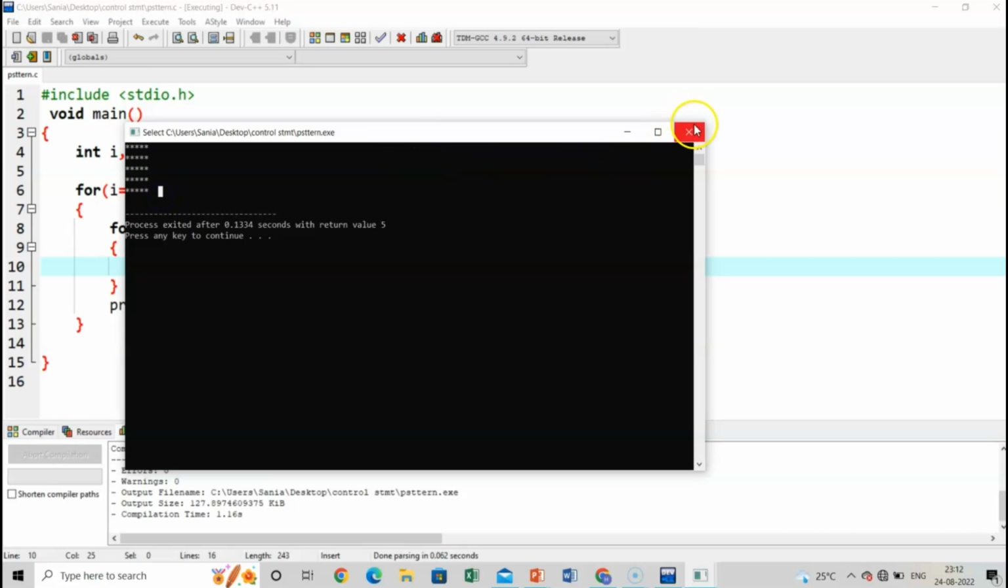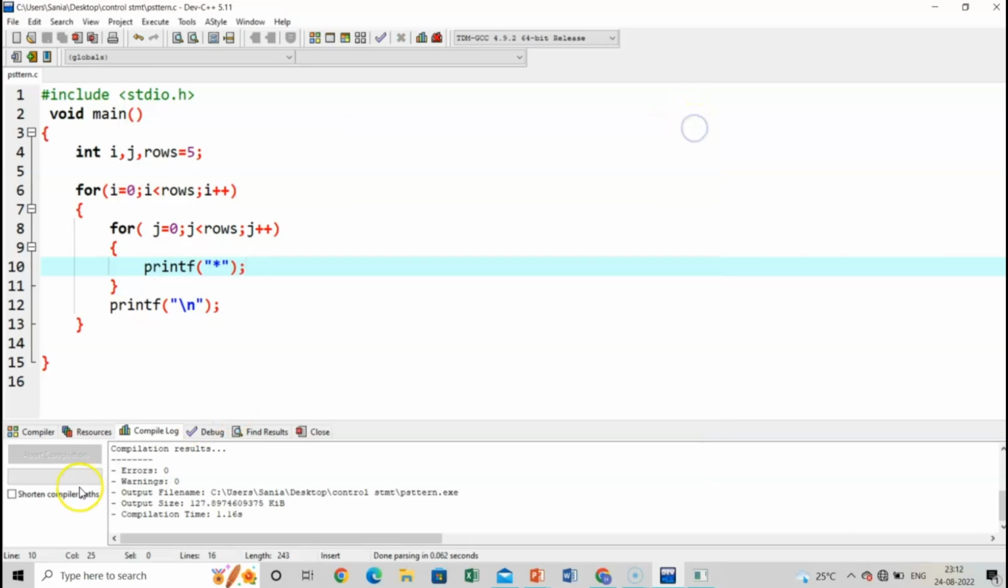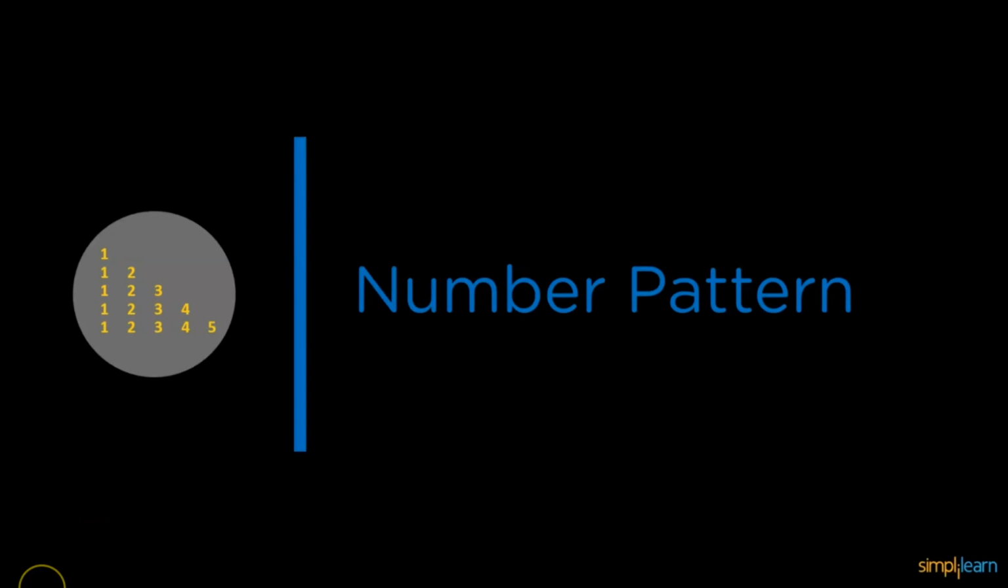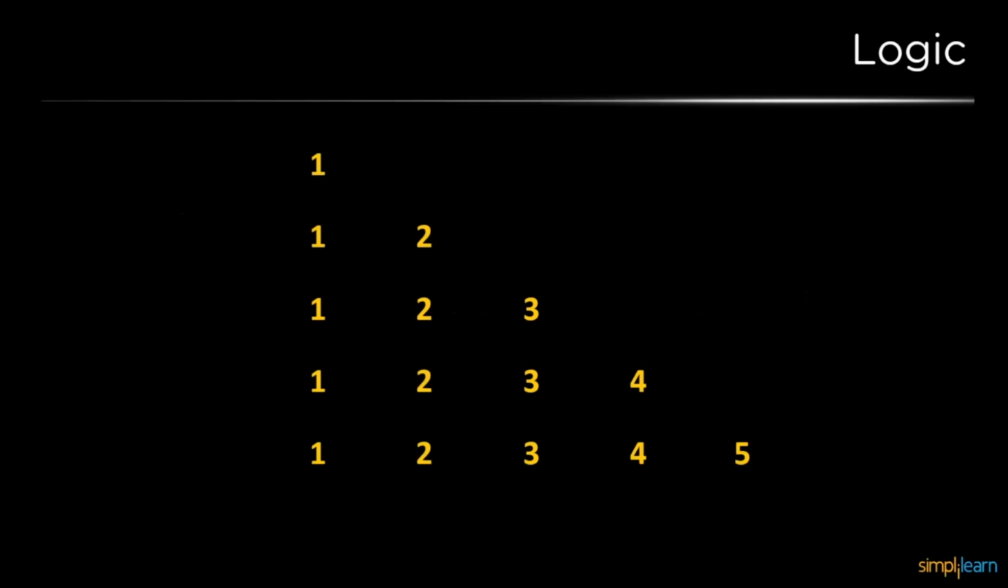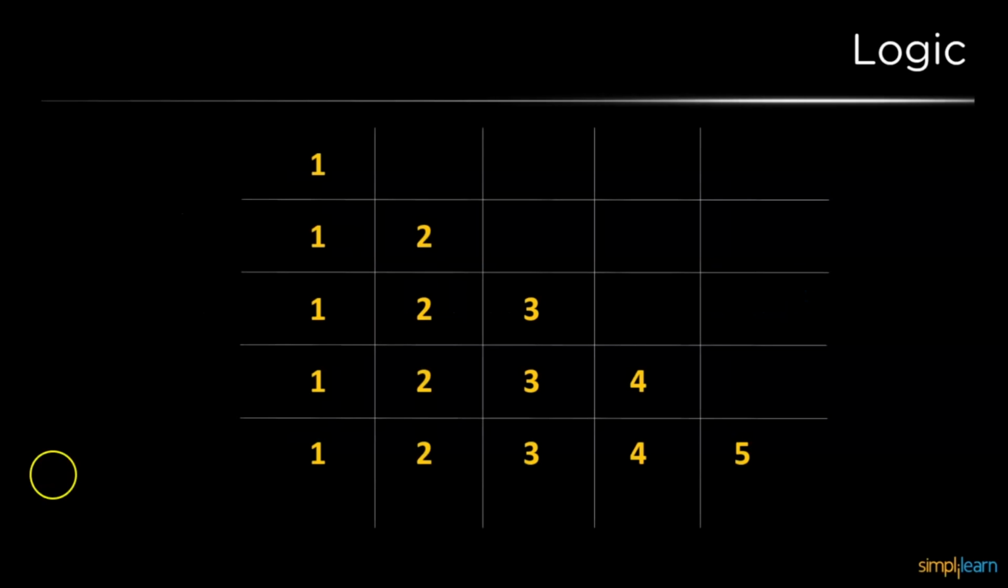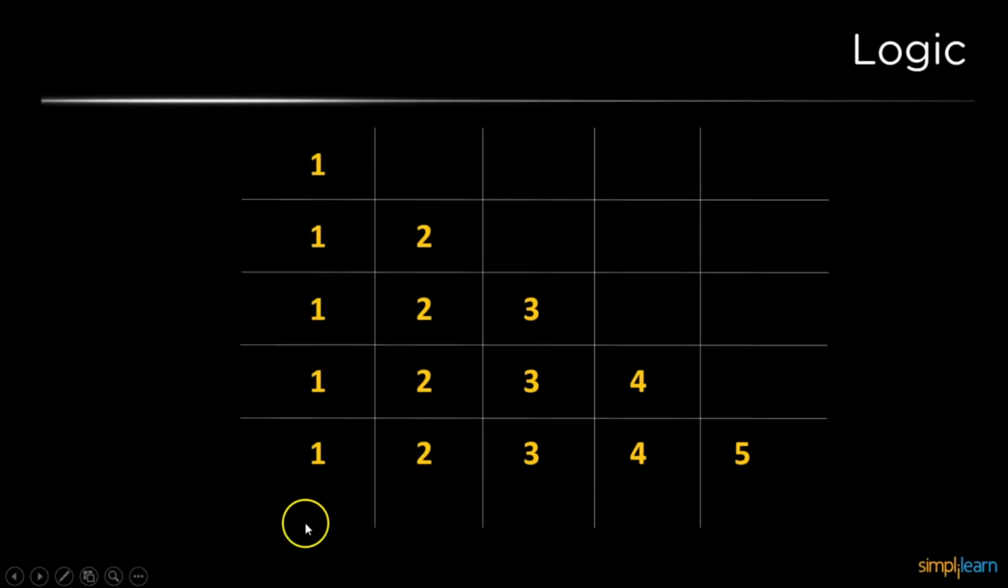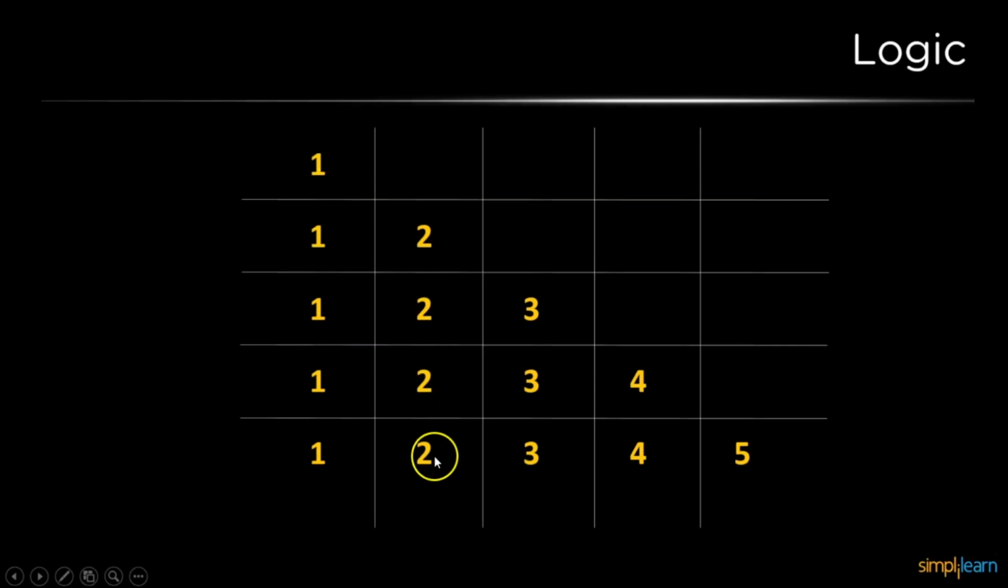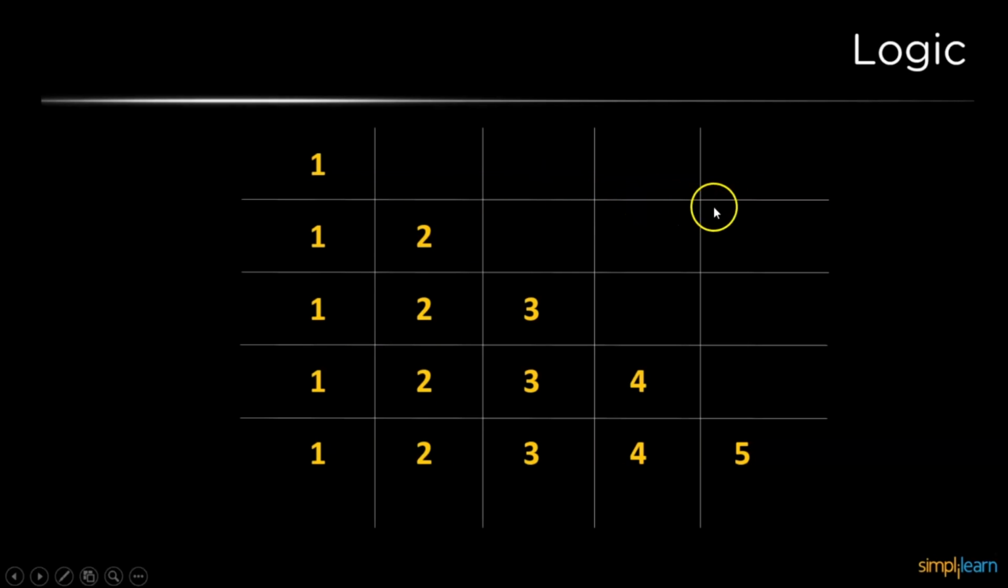Now let's get into the number patterns. First, we have the right angle triangle number pattern program. Let's understand it in the form of a matrix. Here, we have rows and columns where the first column is filled with the number 1, the second column is filled with the number 2, and similarly 3, 4 and 5.